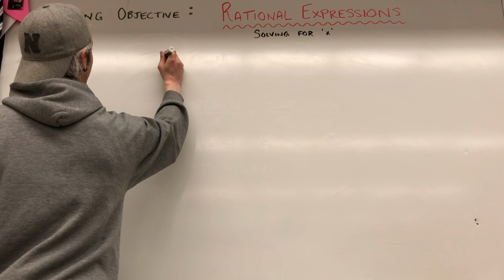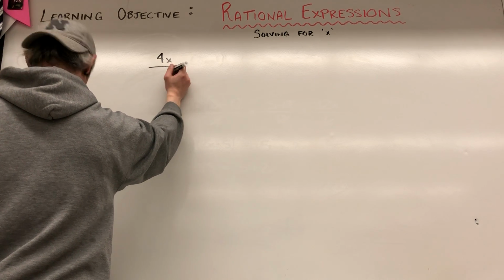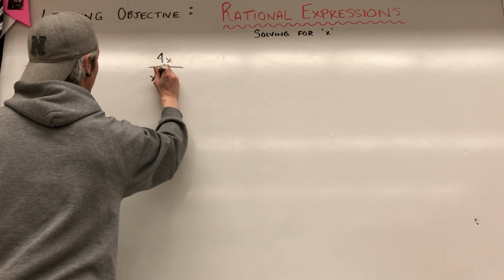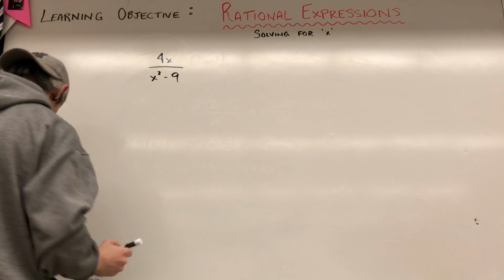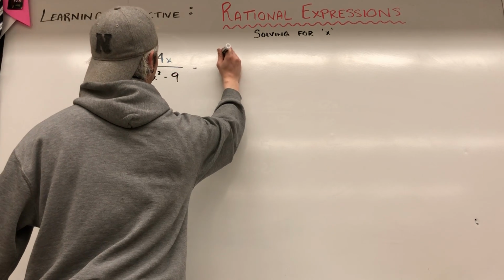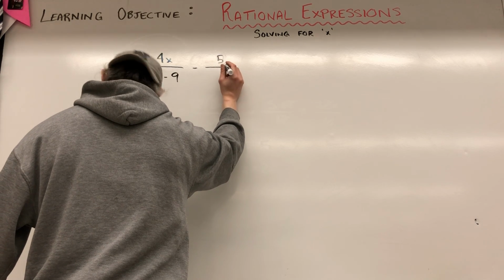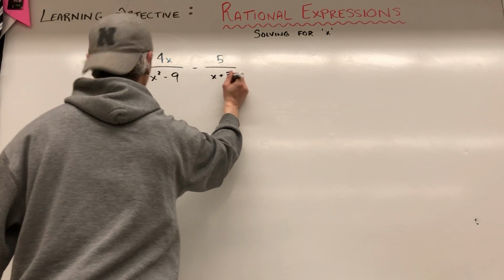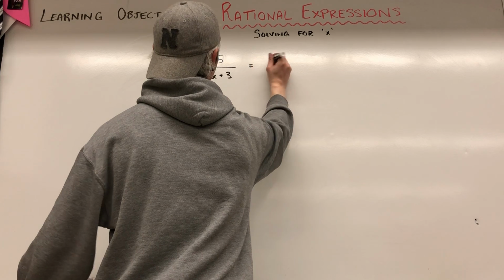Okay, we've got 4x over... Here we go. Now we're dealing with rational expressions too. 4x over x squared minus 9, minus 5 over x plus 3, is equal to 2.